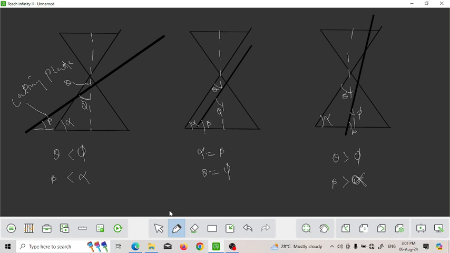So in this case, observe this section: the cutting plane cuts the cone at this portion, and in the 3D view you can observe this section. This is called an ellipse. So when theta is less than phi and beta is less than phi, the section obtained after cutting is called an ellipse.